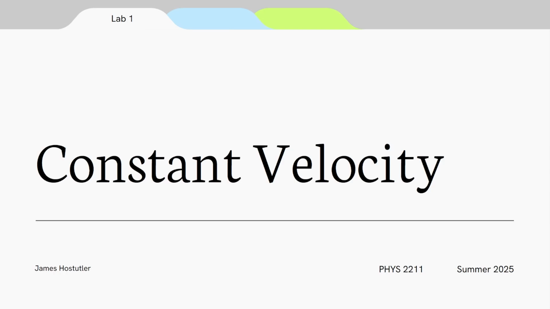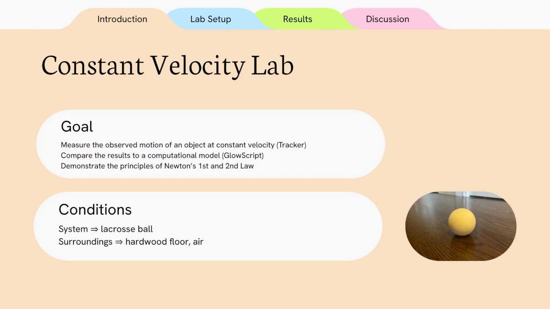Welcome to Physics 2211, Lab 1, Constant Velocity. In this lab, we're going to measure the observed motion of an object at constant velocity using Tracker and compare those results to a computational model using GlowScript. Hopefully this will demonstrate the principles of Newton's first and second law.